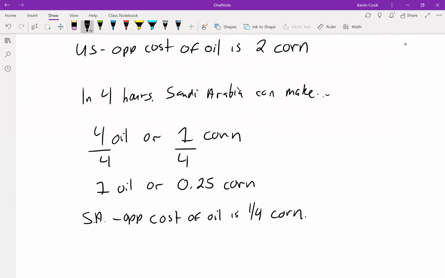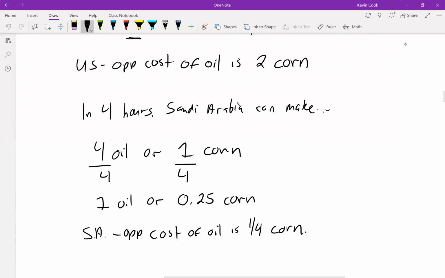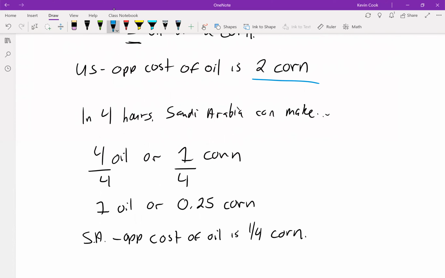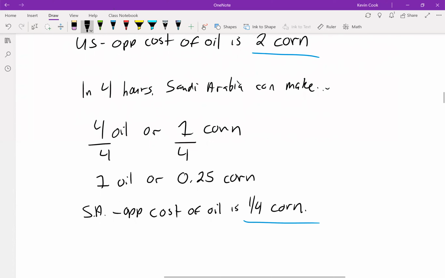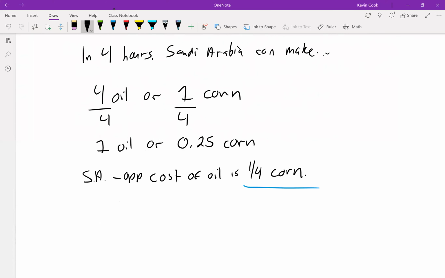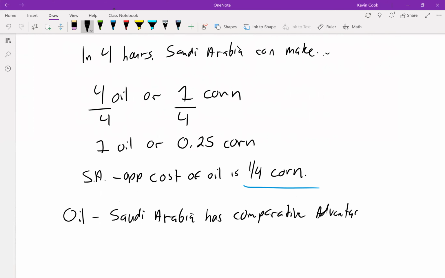So for the comparative advantage, we're interested in who has the lower opportunity cost. In this case, for the US, it's 2. For Saudi Arabia, it's 1/4. So for our comparative advantage in oil, Saudi Arabia has that comparative advantage. Cool. And that's because they can produce it at that lower opportunity cost.